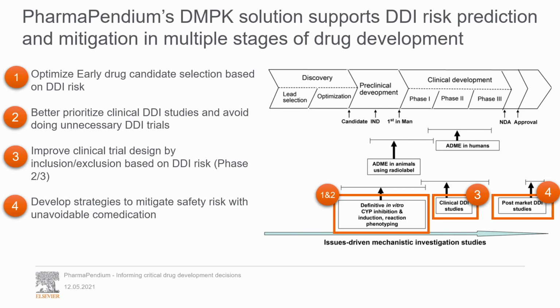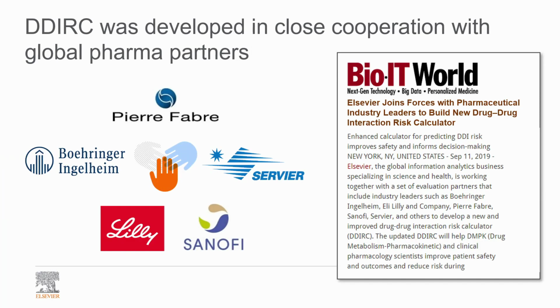As well, this tool is able to predict drug-drug interactions when you have clinical data using the same type of approach, this mechanistic static approach. In this case, you could do predictions for phase 1 or phase 2 or 3, or refine your predictions as well as when the drug is already on the market.